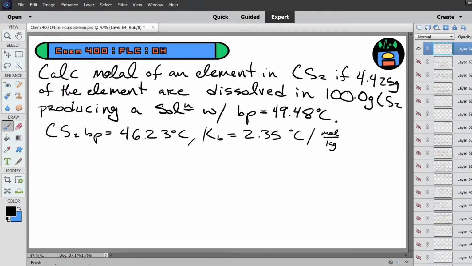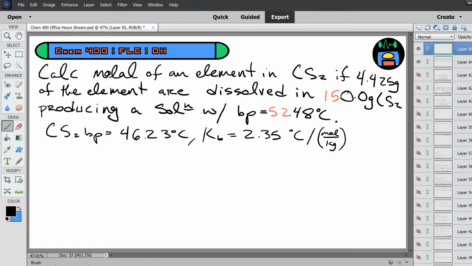All right. What I am going to do is again slightly tweak these numbers so I don't give away the answer. So I'm going to make this 52.48. I'm also going to make it 150 grams of solution.